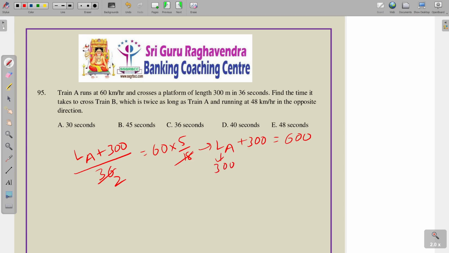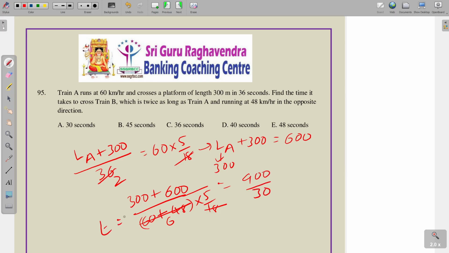Now for train B, find the time taken. Time equals distance by velocity. Train B is twice as long as train A. Train A is 300, so train B is 600, and they are running in opposite directions, which means we add the speed of train A and the speed of train B. It is in kilometers per hour. Now this is converted by 5 by 18. 18 is 6 times 3, so 5 6s are 30. 900 by 30 is the time for this one. This is the answer for this question.